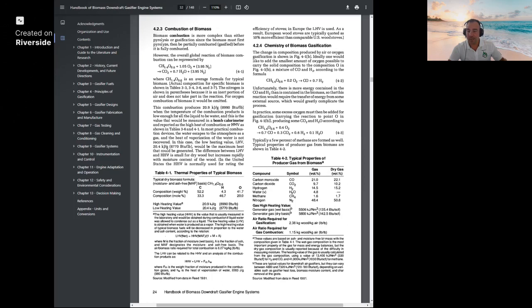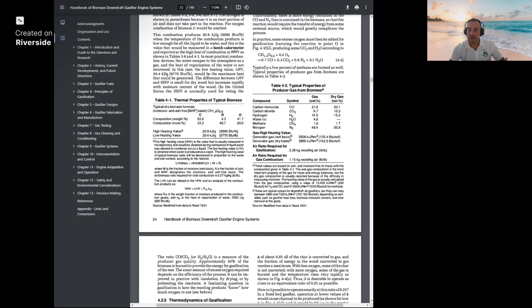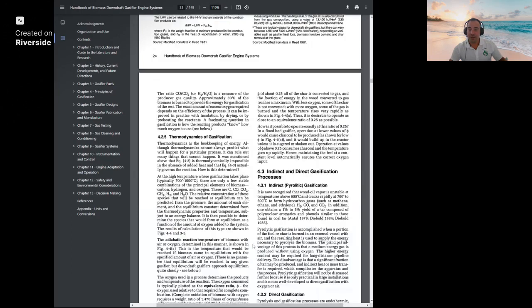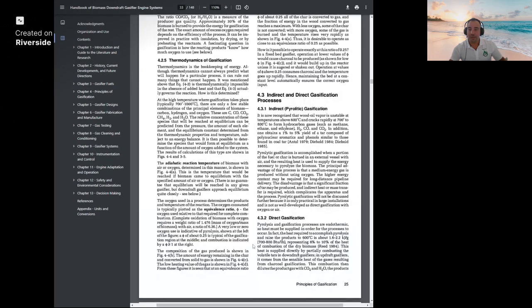And here are the gas high heating values on the wet basis and the dry basis, the HHV and the LHV. Air ratio required for gasification: 2.3 kilograms of wood per kilogram of air. Air ratio required for gas combustion: 1.5 kilograms of wood per kilogram of air. There are footnotes to these charts, and I'll let you go through those if you're interested. The ratio of carbon monoxide to carbon dioxide, or hydrogen to water, is a measure of the producer gas quality.